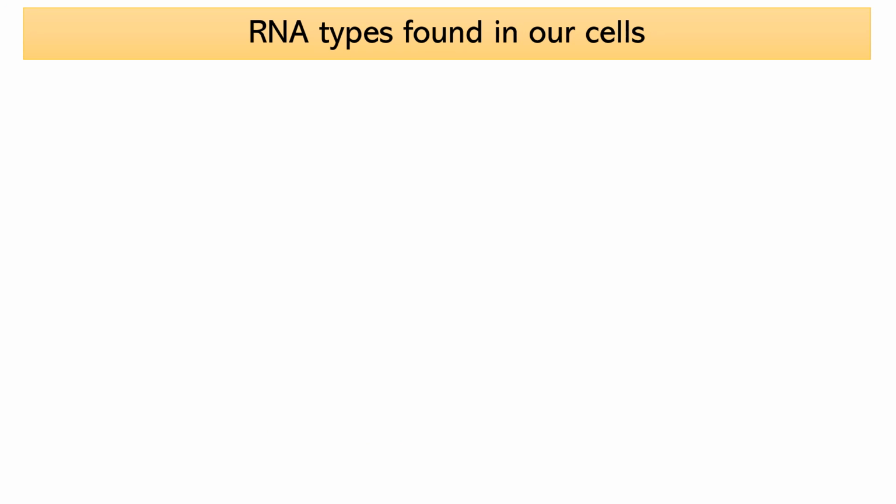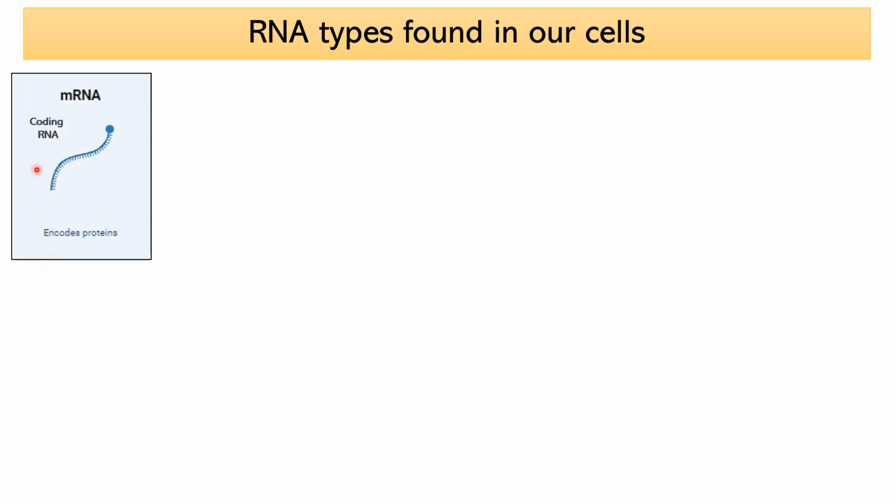Now let's understand the different types of RNAs that are found in our cells. There are multiple types of RNA, so it's not just one type. The first type is the mRNA, or the messenger RNA. Out of all types, mRNA is the only coding RNA. When we say that it is a coding RNA, it means that it's the only RNA that gets translated to produce proteins. All other types do not get translated to produce proteins.